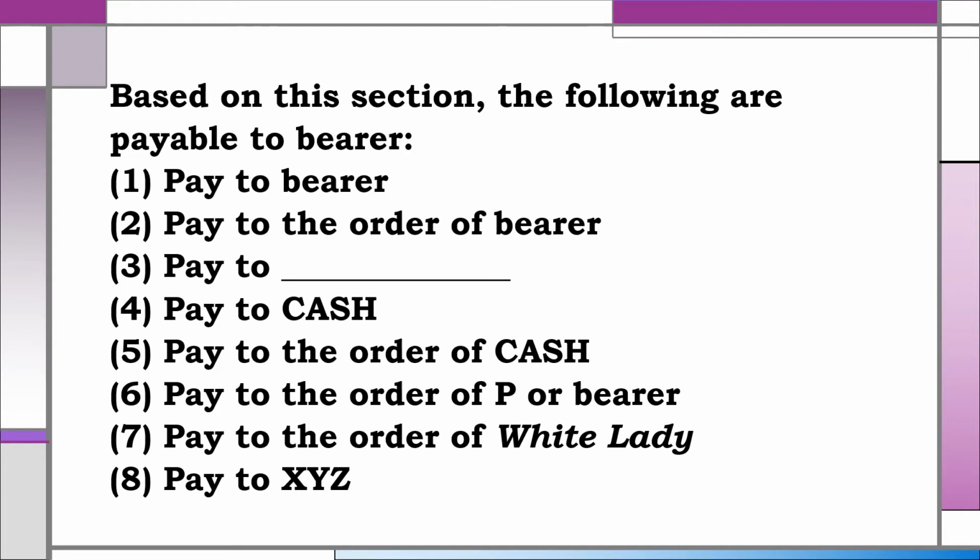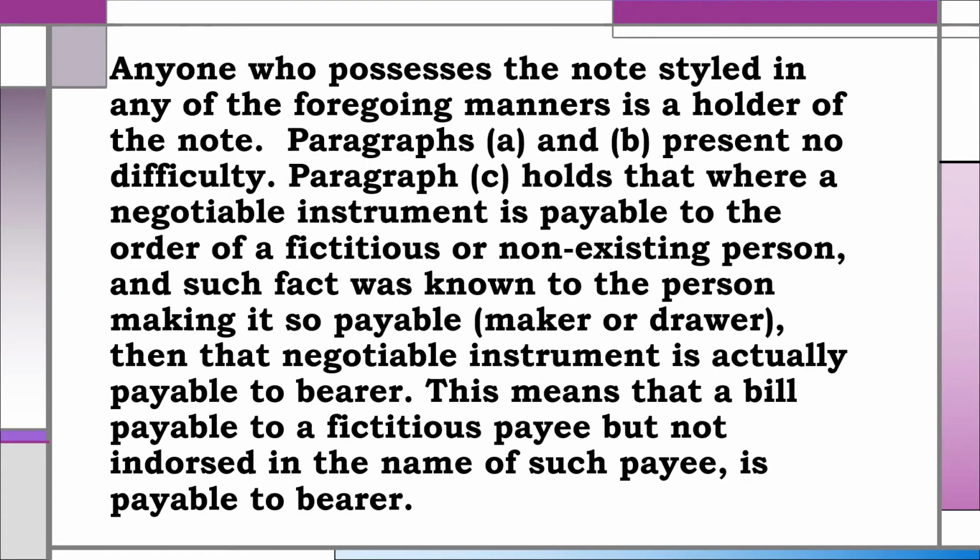Based on this section, the following are payable to bearer. 1. Pay to bearer. 2. Pay to the order of bearer. 3. Pay to blank. 4. Pay to cash. 5. Pay to the order of cash. 6. Pay to the order of P or bearer. 7. Pay to the order of white lady. And 8. Pay to XYZ. Anyone who possesses the note styled in any of the foregoing manners is a holder of the note.